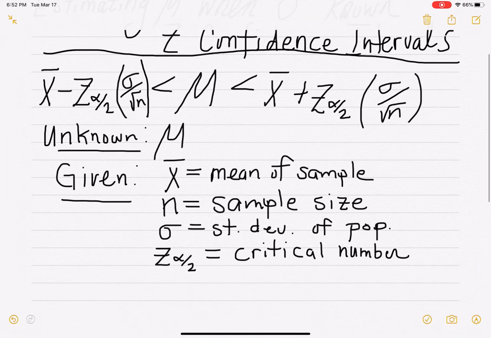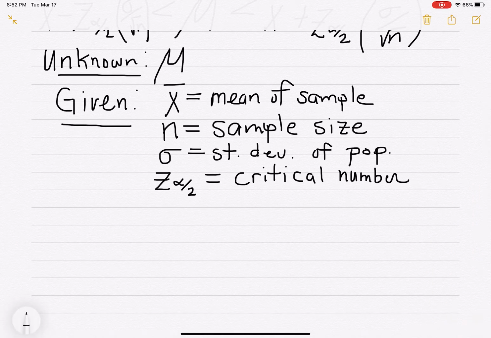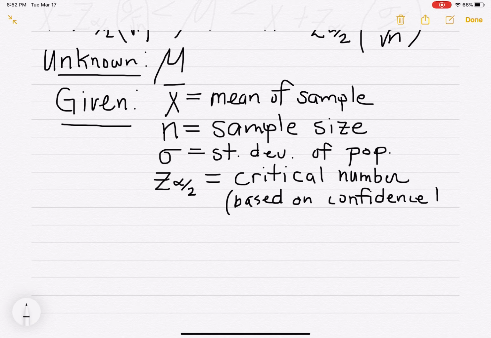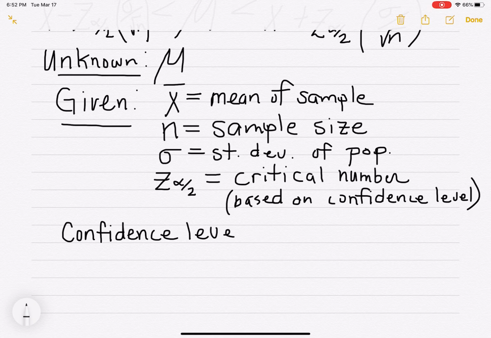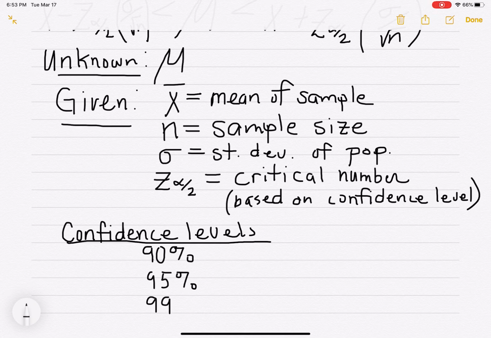Let me scroll up. Okay, go back to writing again. This is based on confidence level. So typically when you're doing z confidence intervals, there are 3 confidence levels. Let's write those down. They are commonly the 90% level, the 95% confidence level, and the 99% confidence level.